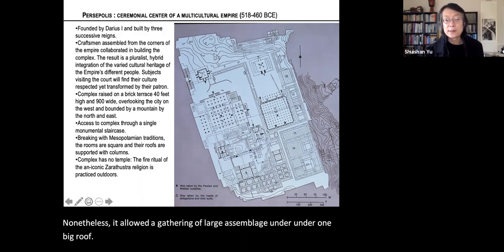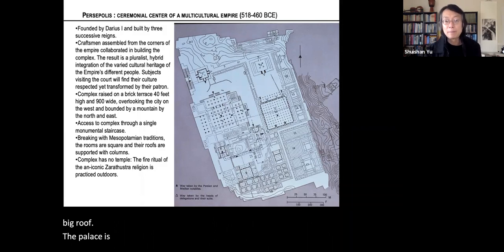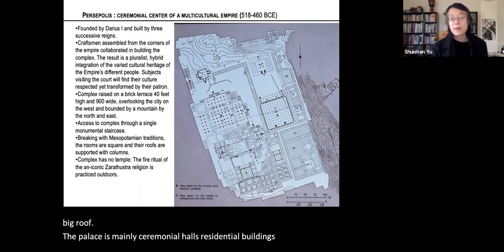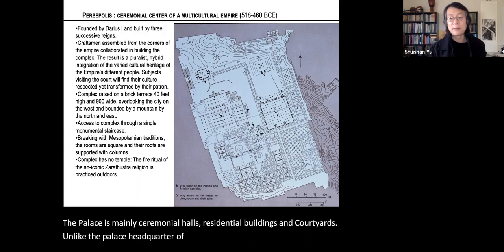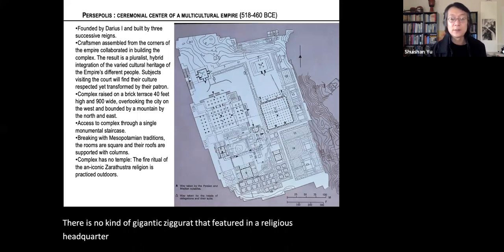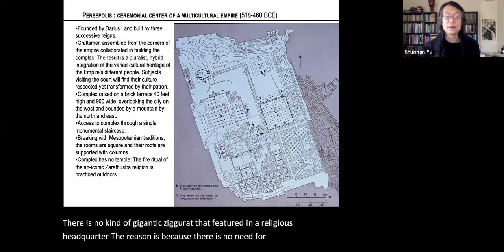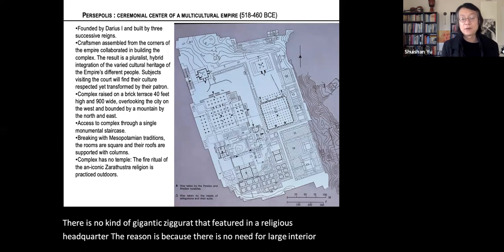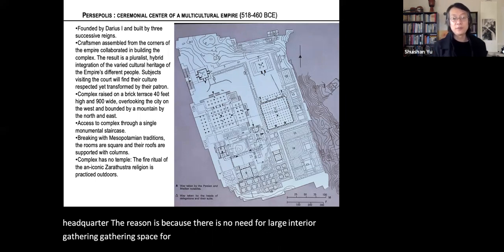The palace is mainly ceremonial halls, residential buildings, and courtyards. Unlike the palace headquarters of the Assyrians and Babylonians, there is no gigantic ziggurat that featured in a religious headquarters. The reason is because there is no need for large interior gathering space for the Persian religion.